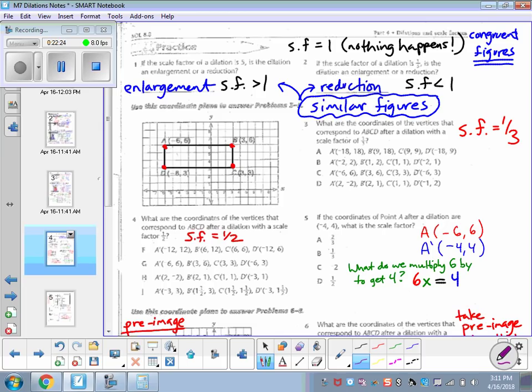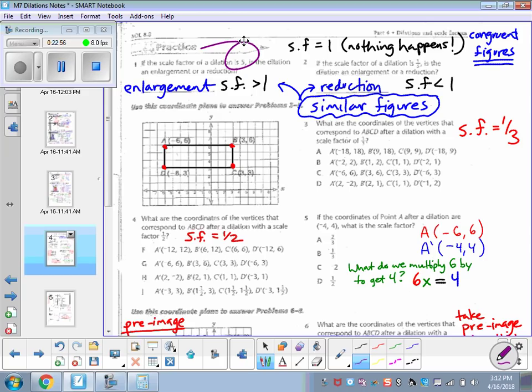For the first question at the top, it says, if the scale factor of a dilation is 5, is that going to be an enlargement or a reduction? Well, if you multiply everything in a figure by 5, it's going to get 5 times bigger, so that's an enlargement. The next question asks, if the dilation scale factor is 1/5, do you have an enlargement or a reduction? Well, if you take everything and divide it by 5, it's going to get much smaller, so that's a reduction.